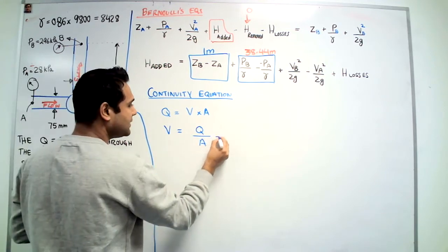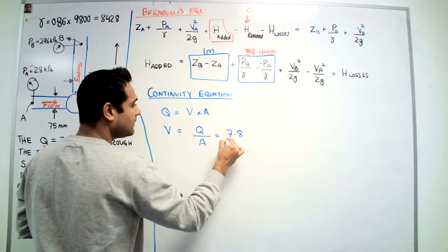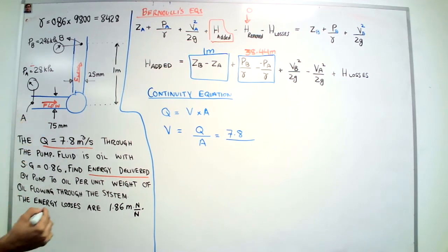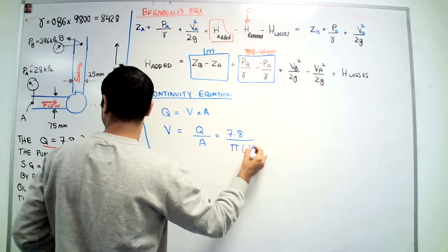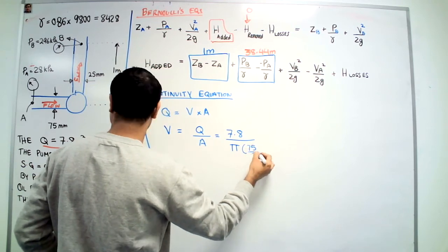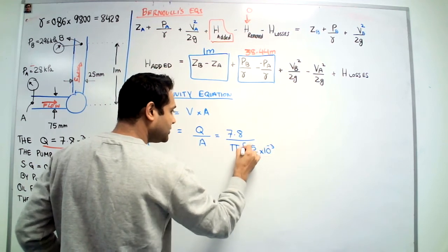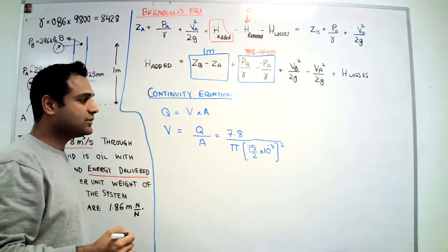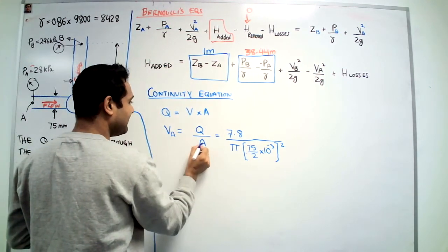Now the Q is 7.8. Now the area, I'm finding the velocity at point A, which is that one. The area, I'm going to use that area, pi r squared. So pi, and r is 75/2, with half of that one, times 10 to the minus 3. When you do that one, you make sure you actually put the square afterward. Try to use the fraction button in the calculator. And that will give you the velocity at point A.